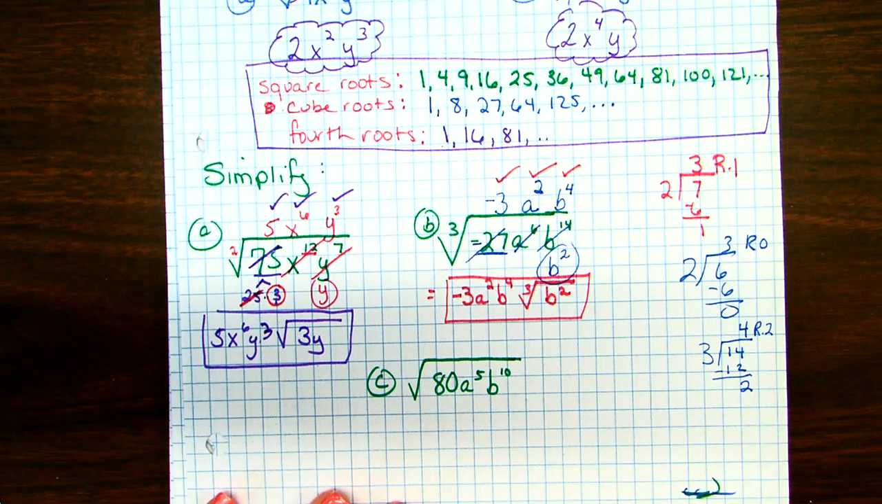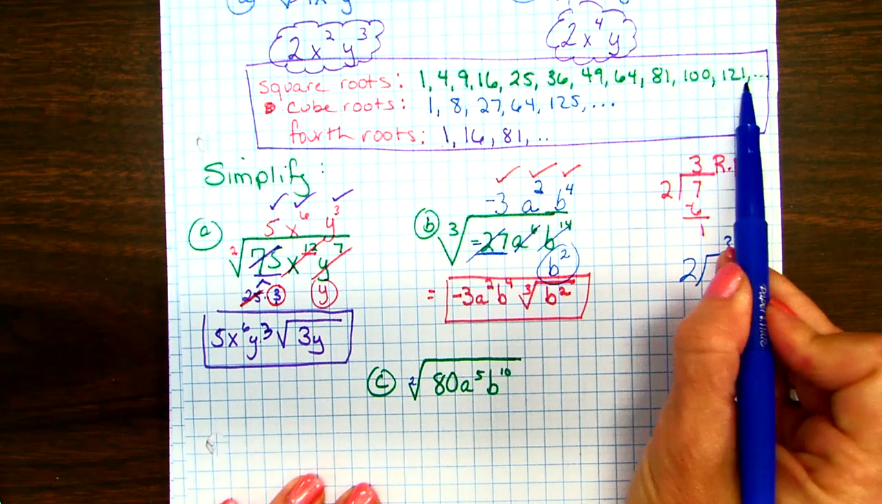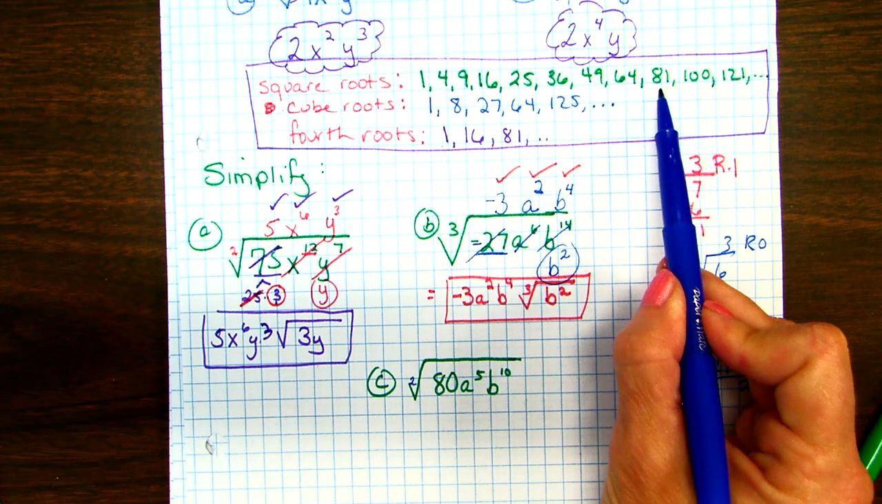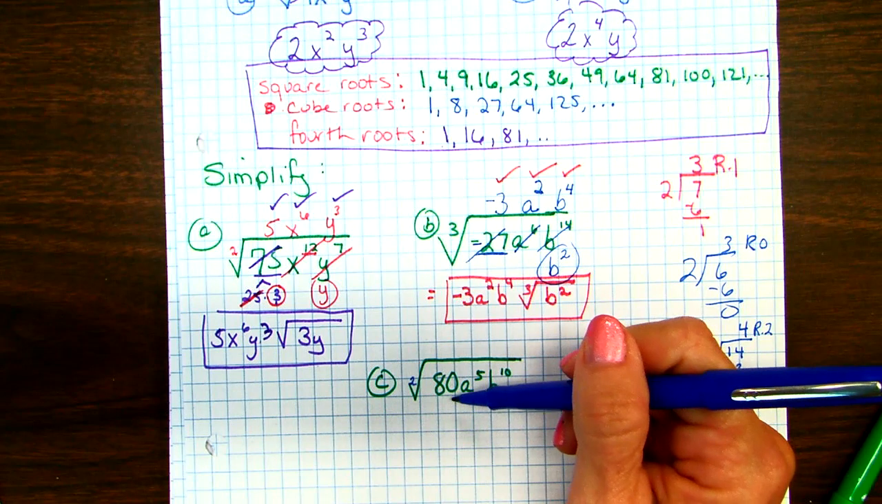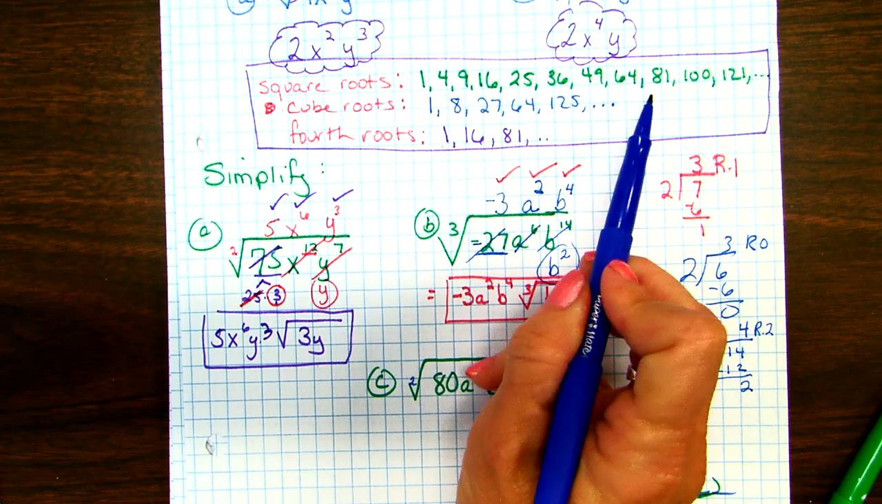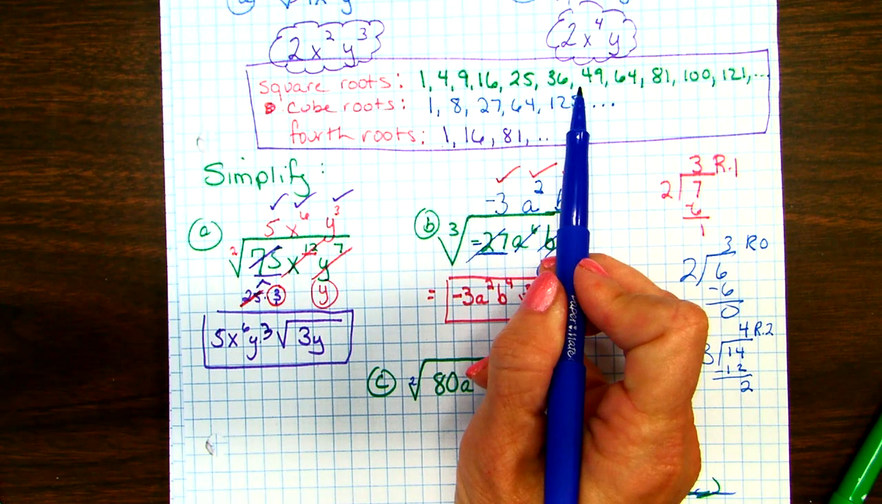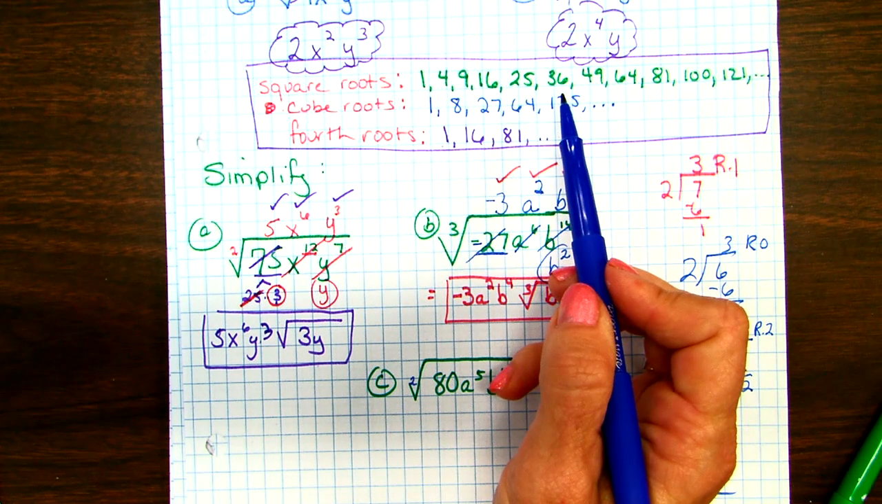Let's do one more. This is a square root, right? When you don't see something, you know it's a 2. Is 80 in our list of perfect squares? No, close, but not exactly. So we have to figure out how to break 80 down. Using these numbers, find a number that goes into it. Sometimes you have more than one.